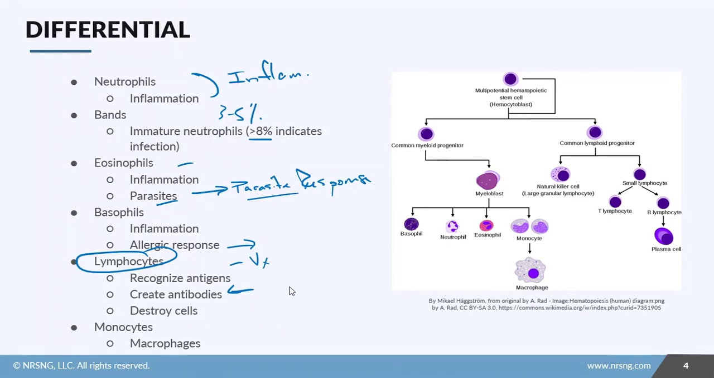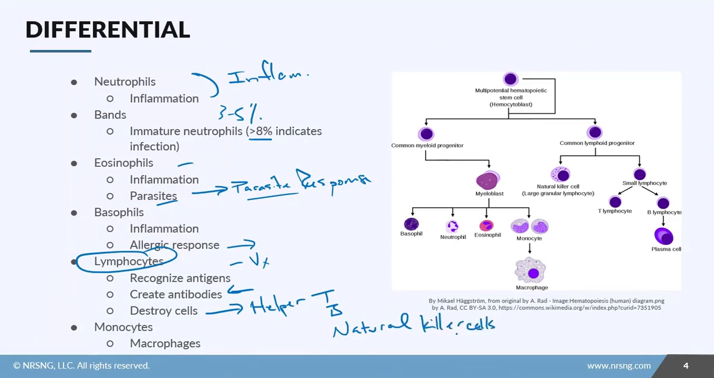Lymphocytes are also broken up into different types of cells that destroy cells. They're called helper cells, and you have T helper cells, you have B helper cells, and then you have these things called natural killer cells.